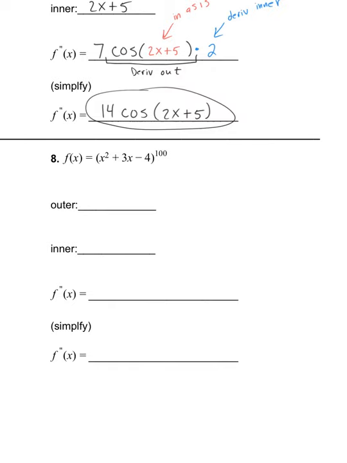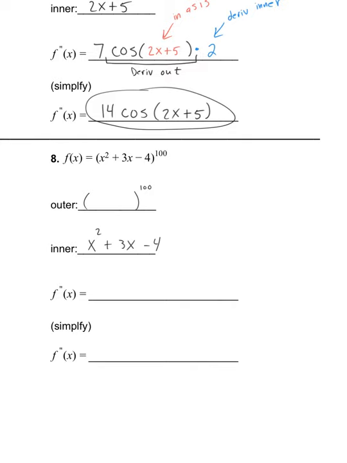Finally, number 8. We have two functions here. This is one quadratic function, x squared plus 3x minus 4. Our second function is something to the 100th. We are 100thing this whole quadratic function. So our outside function is something to the 100th, and our inside function is the quadratic, x squared plus 3x minus 4.